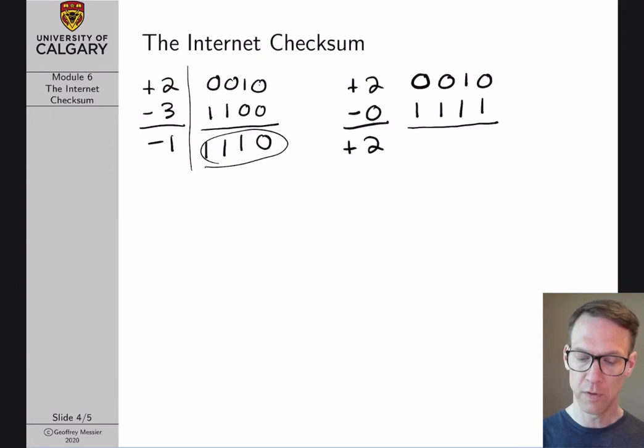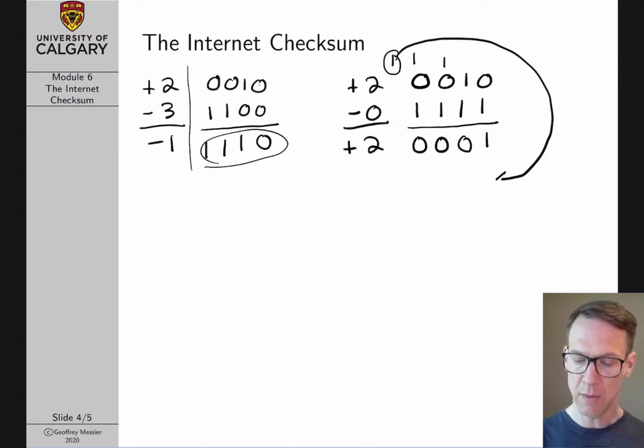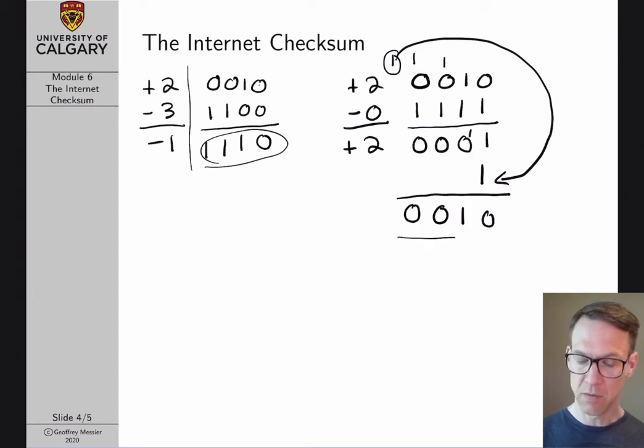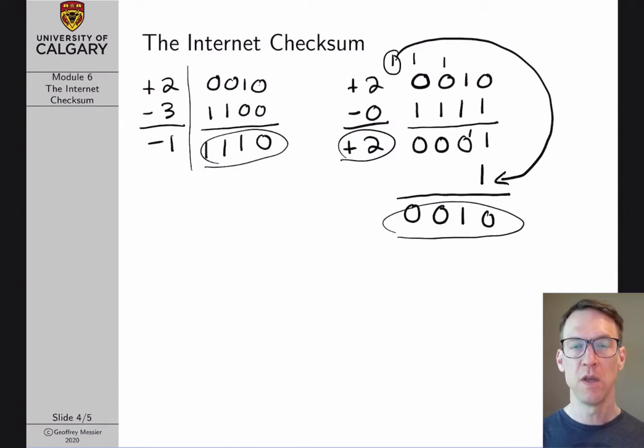And so 0 plus 1 is 1. 1 plus 1 is 0 with a carry bit. 1 plus 1 is 0 with a carry bit. 1 plus 1 is 0 with a carry bit. And the end around carry basically means we take this carry bit and wrap it around and add it to our results. So then we have 1 plus 1 is 0 with a carry bit. 1 plus 0 is 1 and no carry bit. And then we just pull down the 0 and the 0. And so we end up getting positive 2, which is the answer that we expected. Again, if you've studied 2's complement or binary addition in general, it's very similar except for this end around carry extra step.